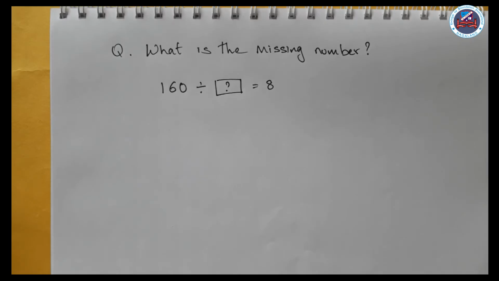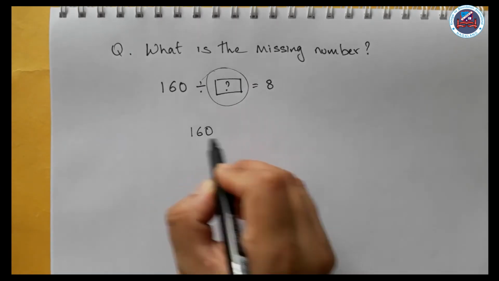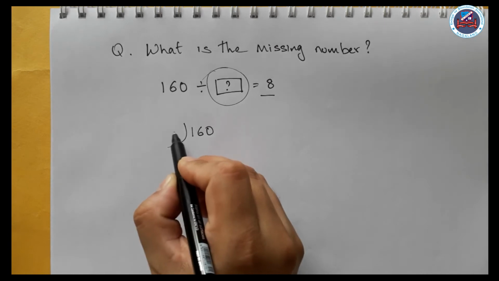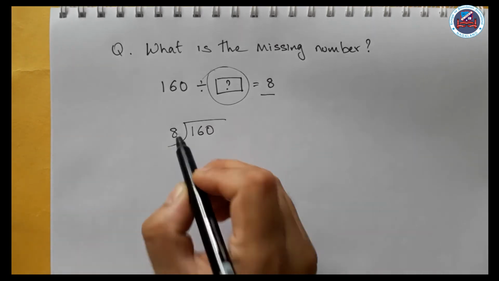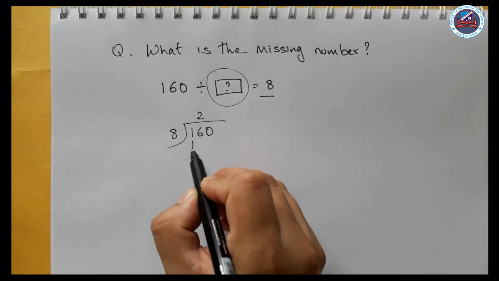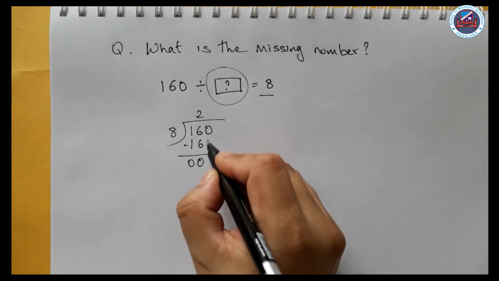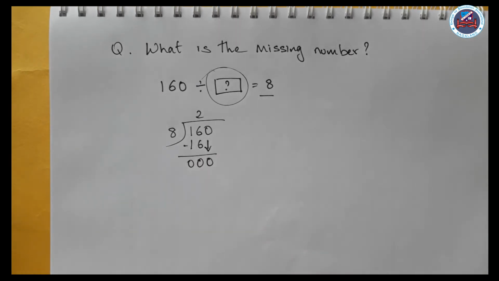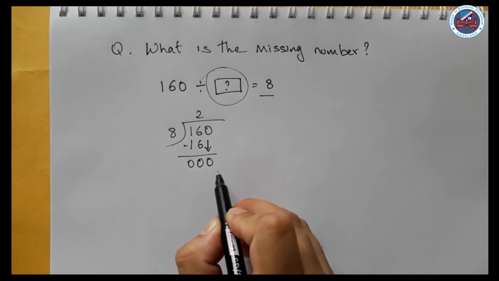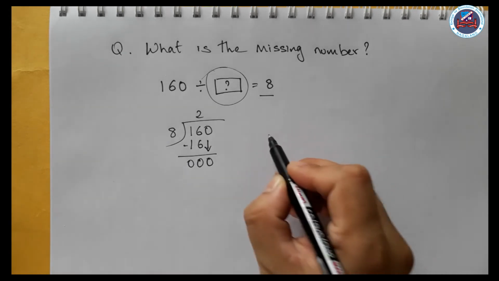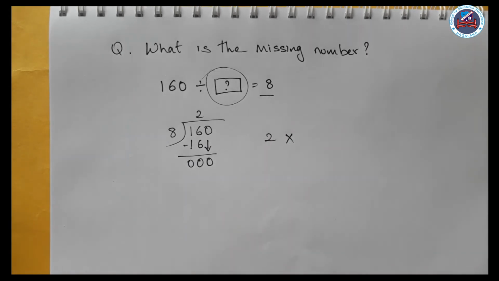In this type of sum, we have to find the divisor. What you can do is take 160 and divide it by this answer, that is 8. So 8 into 2 we know is 16. Subtract, 0, 0. And you bring this 0 down here. Now, most of you will make a mistake here. After you see the 0, you think that the division is over and you will write the answer as 2, which is wrong.